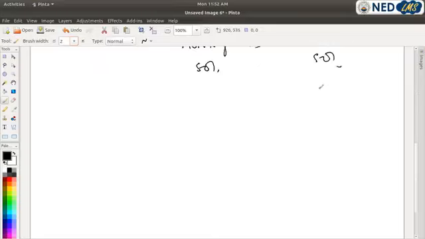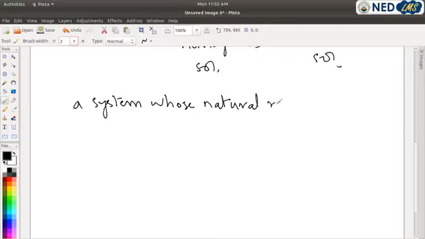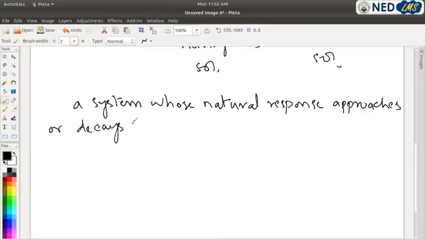So we can define the stable system as a system whose natural response approaches or decays to zero as time approaches infinity.